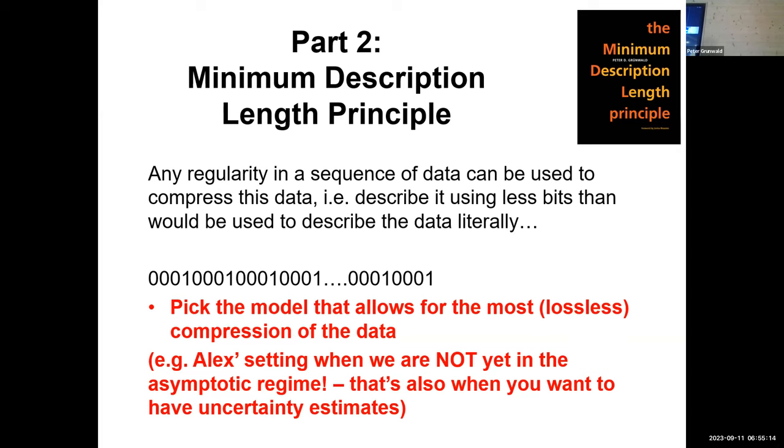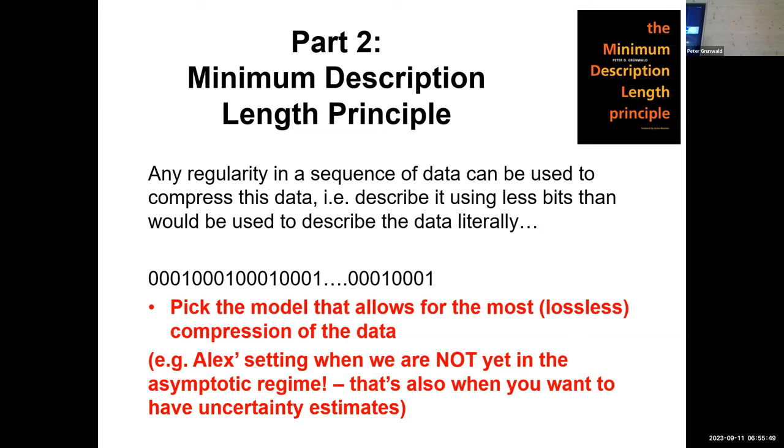So the idea was that if you have regularity in a sequence of data, you can at least informally use the regularity to compress the data. For example, if you have the sequence 001 repeated 10,000 times, you can definitely compress that. I actually have just done it for you, right? I gave you one sentence of natural language, which allows you to losslessly describe the full sequence. Of course, there's a lot of background knowledge going in there. With a formal language, you also have to specify the language itself, which makes it a bit more complicated.